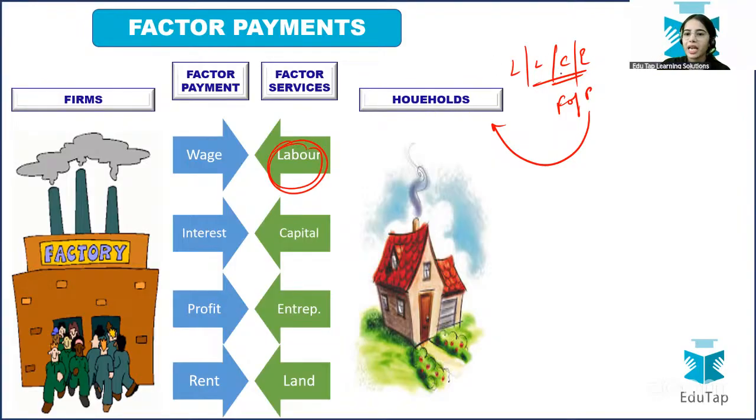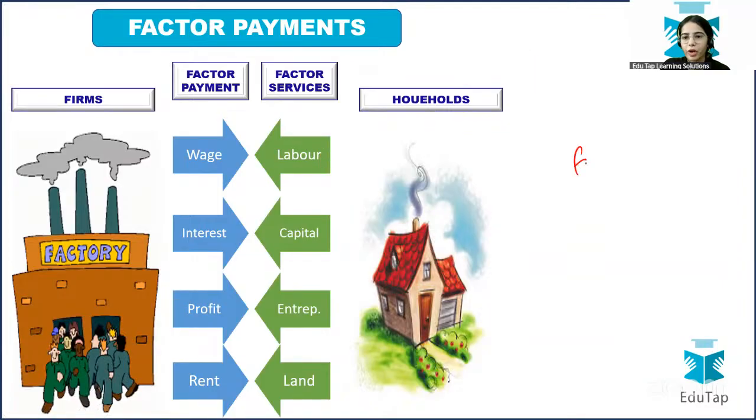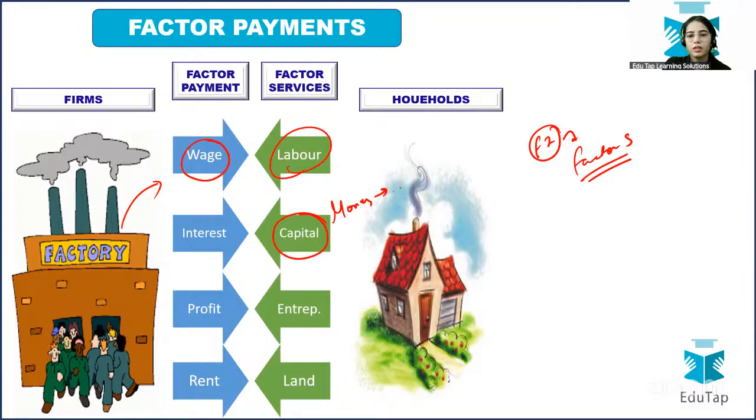Okay, so land, labor, capital, and entrepreneur, they all are under the households. Now, if I'm providing my factor services, the factor inputs, that is land, labor, capital, and entrepreneur, they are providing their services, the factor services. For my labor services, I will take the wage from the factory. If I'm providing my capital, the money for the purchase of machinery, tools, equipment, or factory to be used in the production process, I will take the interest. If I'm providing my entrepreneurship, I will take the profit. If I'm providing the land, I will take the rent.